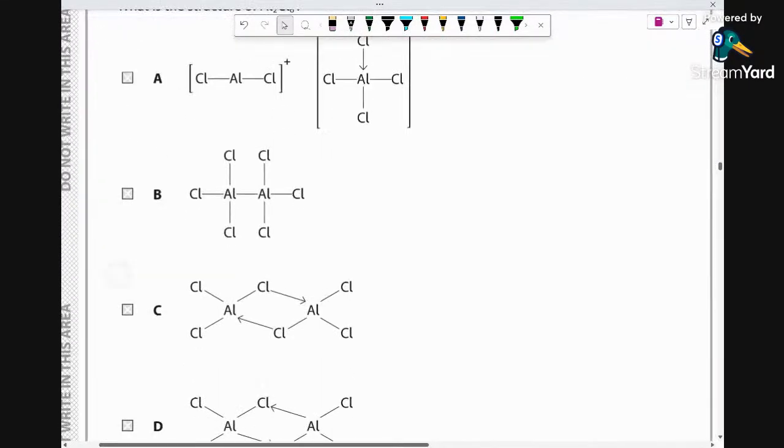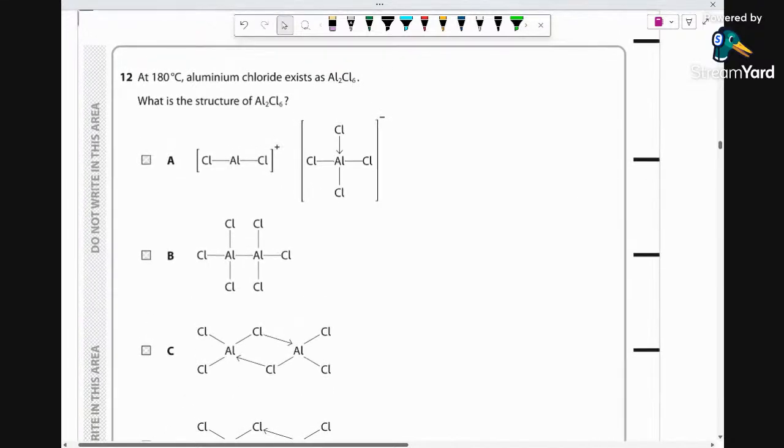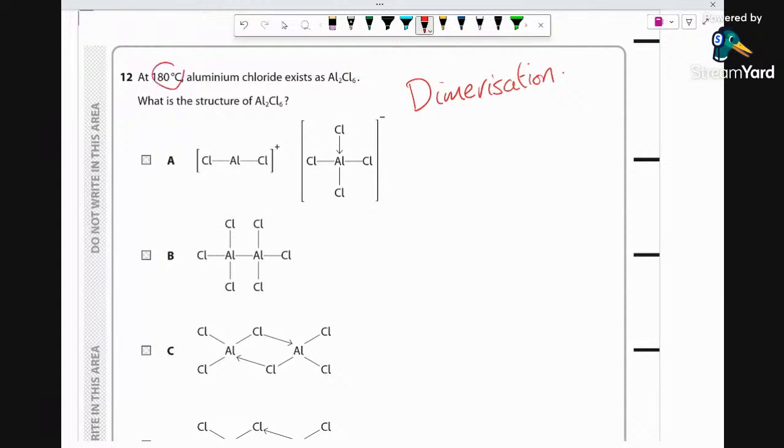Next question. Nice question, though. At 180 degrees, aluminium chloride exists as Al2Cl6. By the way, this is called dimerization. Dimerization is when 2 molecules join together to form a single one. It's called a dimer. In this case, it says, what is the structure of Al2Cl6? Well, at 180 degrees Celsius, it forms a dimer.